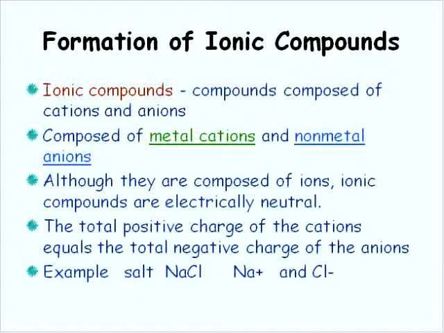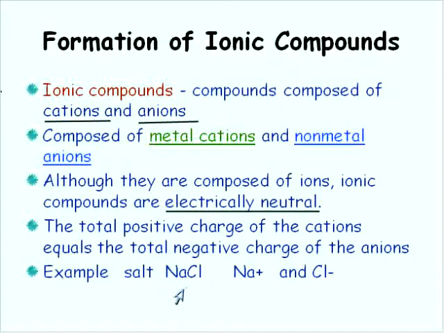Okay, ionic compounds are composed of cations and anions. A cation has a positive charge, and an anion has a negative charge. They are also composed of metal cations and nonmetal anions. Although they are composed of ions, ionic compounds are electrically neutral. That means the total of the charges of the cations and the anions equals 0. So the total charge of the cations equals the total charge of the anions.